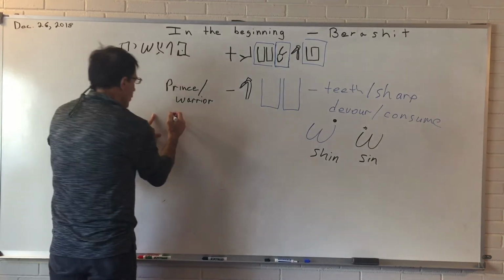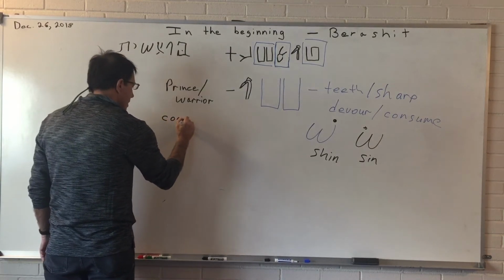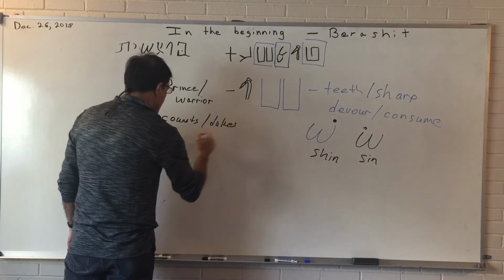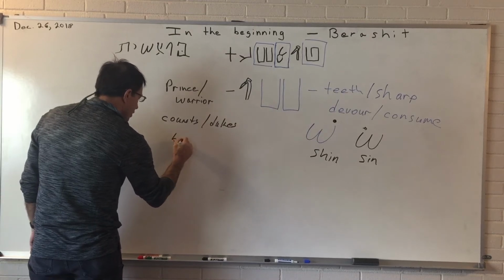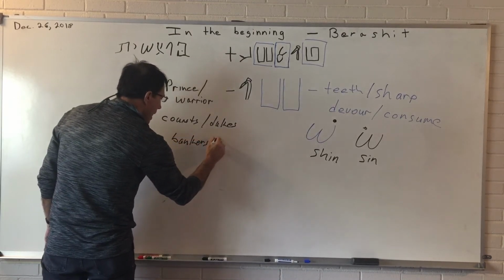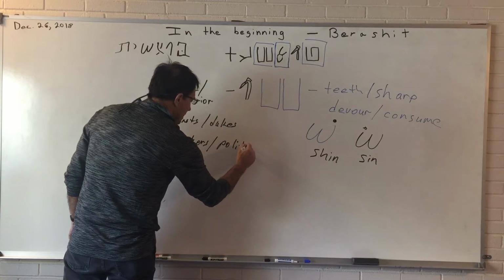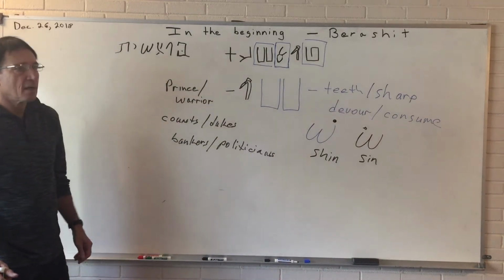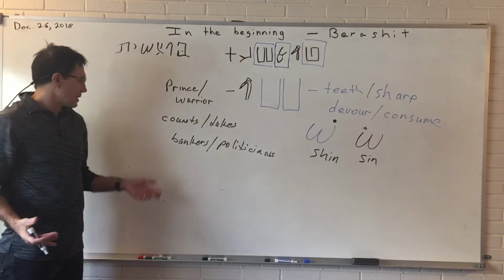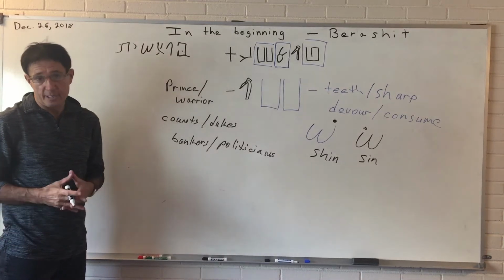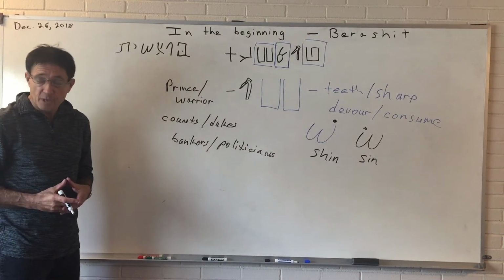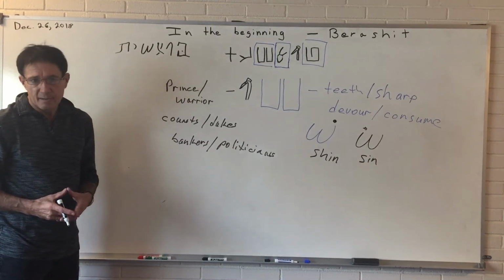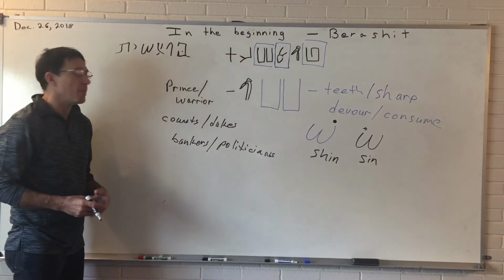Later on, we would call these people counts, dukes, and today we would call these people bankers, politicians. Now, historically, the princes, the counts, the politicians have been very hard on society. They haven't been very good much of the time because the record in the timeline is humanity killing each other a large part of the time.